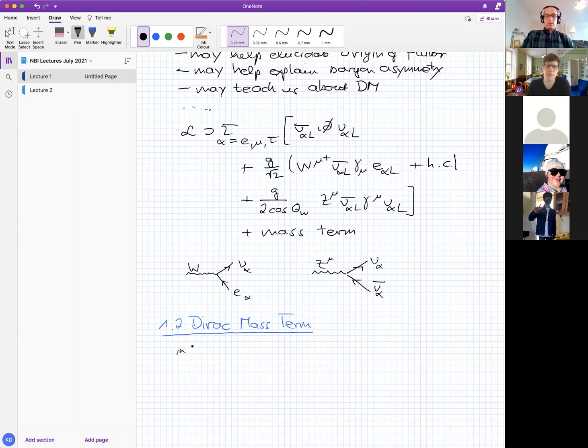So let's say in the standard model, without neutrino masses, only left-handed neutrino fields appear.